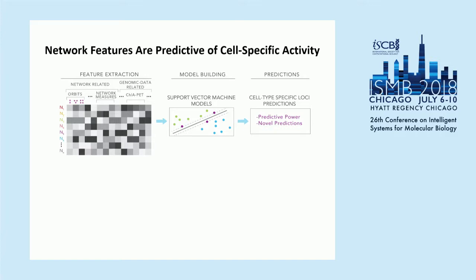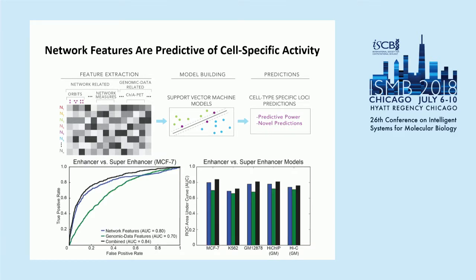So next, we want to analyze whether or not we could identify whether a promoter or enhancer would be cell-specific. And to do this, we created feature matrices including network-related features and genomic-related features, and input this into a support vector machine model. And we evaluated our results using the receiver operating characteristic, the area under the curve for this characteristic, where a value of 1 will be a perfect predictor.